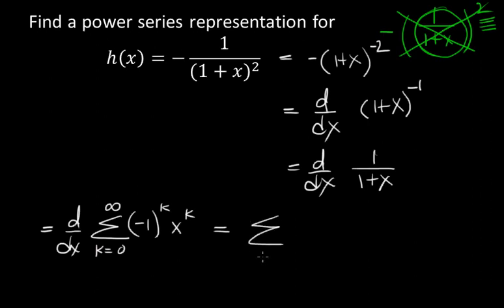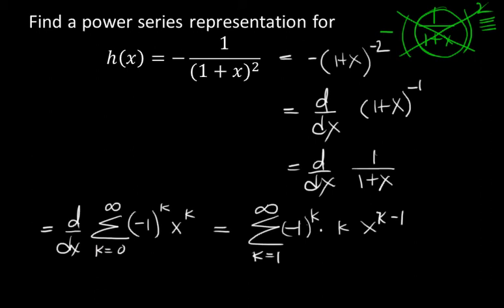Now we're going to differentiate term by term. Remember, the first term here is a constant. When k is 0, it's a constant, so that term is going to drop out. So when I differentiate, since the first term was a constant, the sum will go from 1 to infinity. And now it's going to be negative 1 to the k, that's a constant, times k x to the k minus 1. And that is the answer.